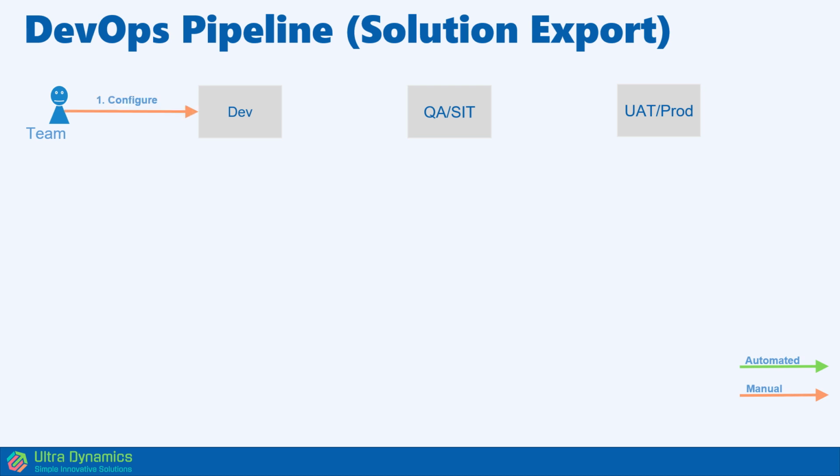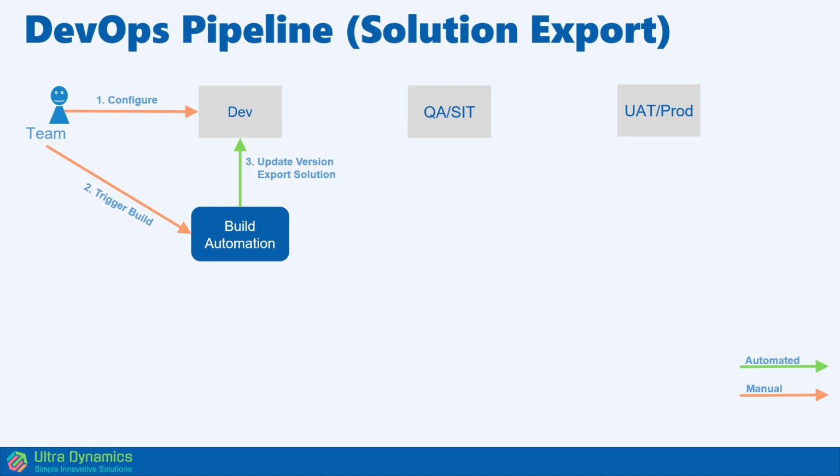We start with the team making some changes to the solution in the development environment. Once the changes are completed, the team will trigger an automated build. In this case, the build automation is done using Azure DevOps. The build will perform all the steps that you would normally do manually from the UI. So it will update the version of the solution and then export the solution as managed. Next, it will store the solution zip in an artifact repository. The solution zip is now available to be deployed to downstream environments.